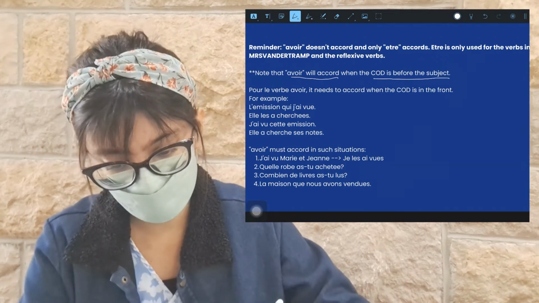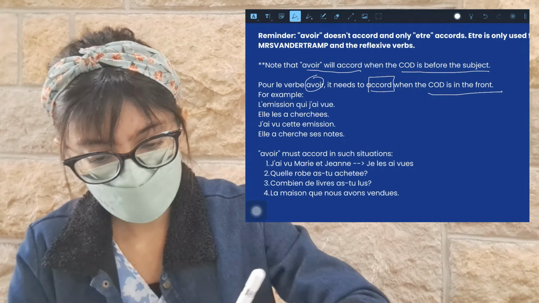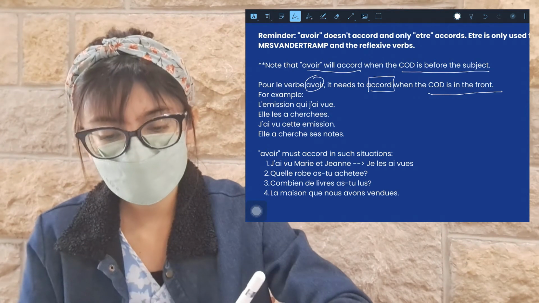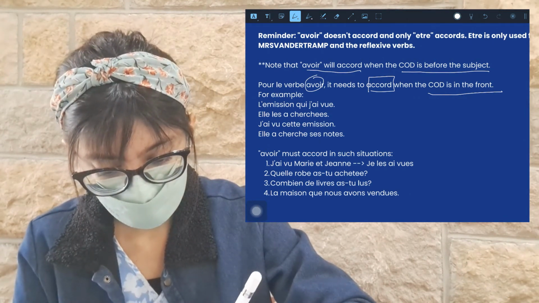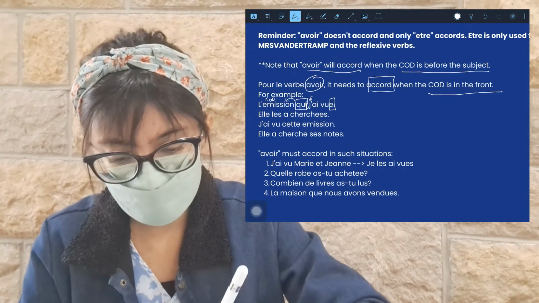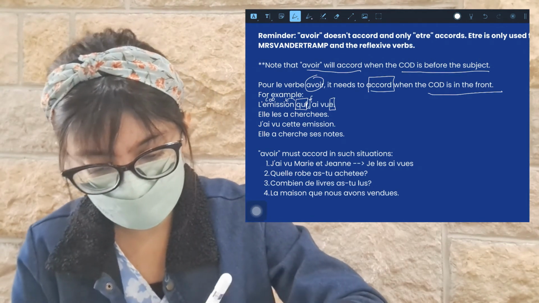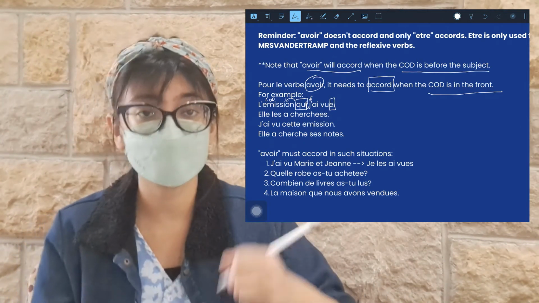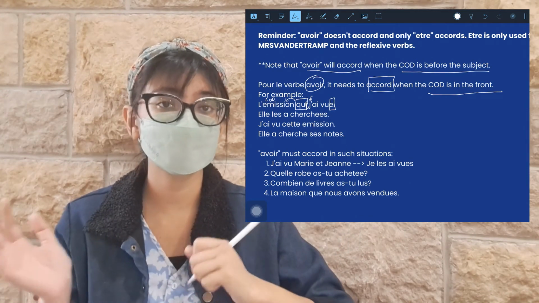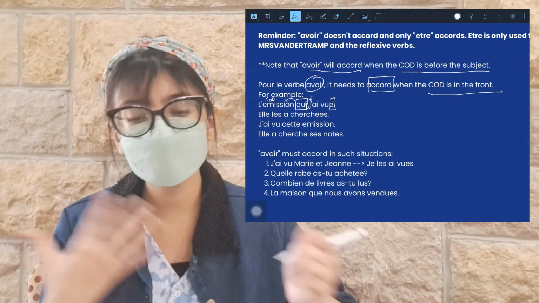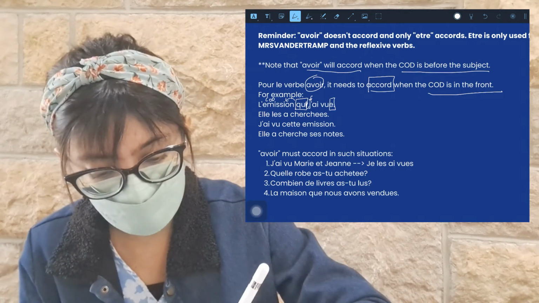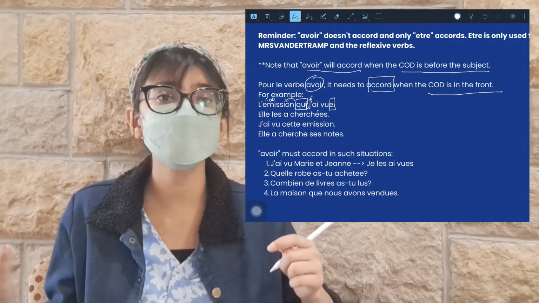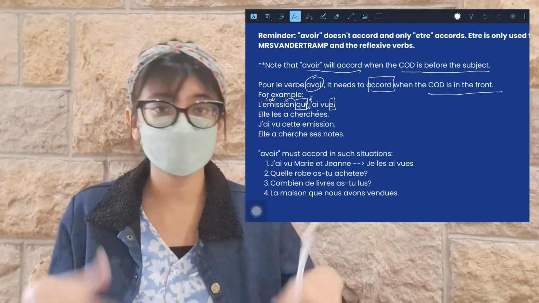So for example here, now here you can see avoir accords because the COD is in the front. Now when you see this one, l'émission que j'ai vue. So when you see the word que, it means this one is the COD. And because this one is the COD, you want to make use of the letter E over here. Because l'émission is feminine and you want to add E because you have the COD before the subject, which is je. This is complicated, and if it's confusing, that's completely fine. Just rewatch the video or ask me in the comment section if you have any questions.